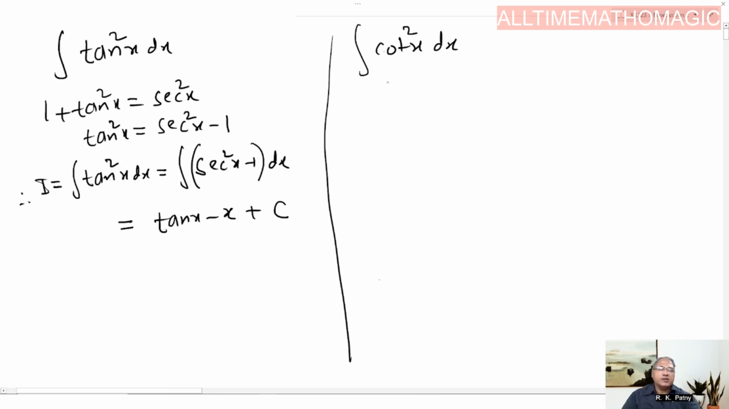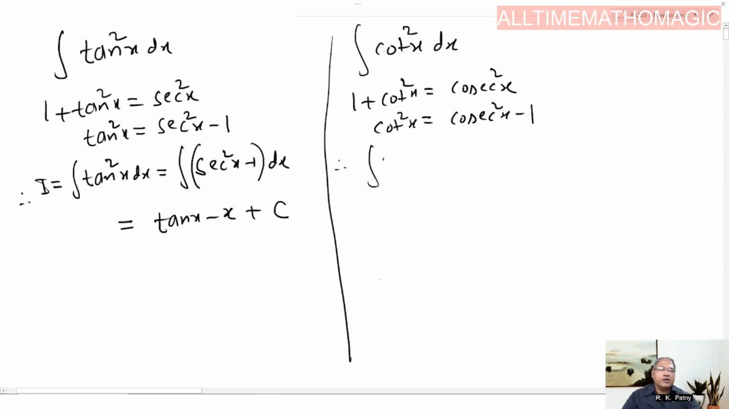Similarly, integration of cot square x with respect to x. First we have to use trigonometry here to simplify, to convert the function. 1 plus cot square x equals cosec square x. This is the basic identity. From this one, cot square x equals cosec square x minus 1.